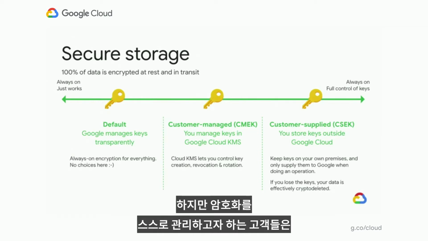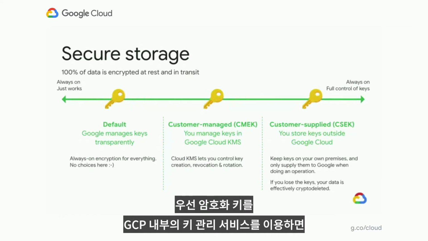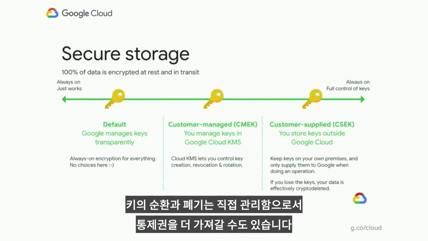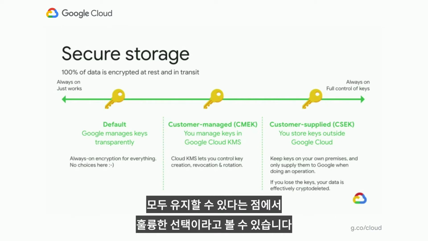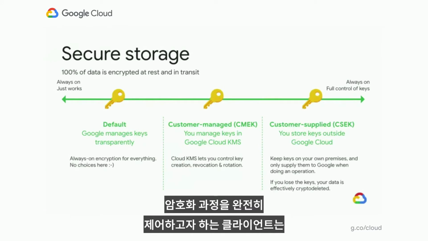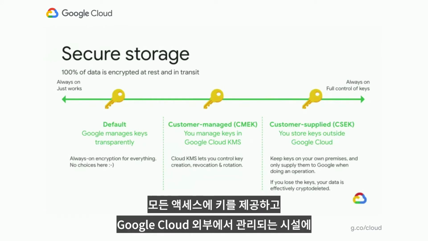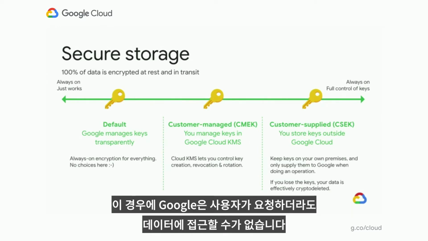Then depending on your level of paranoia and desire for control over the encryption, you can take more and more control, first by still keeping the keys inside the key management service inside Google Cloud, but where you manage the key rotations and revocations. So that's kind of a best of both worlds in some respects. And then if you want full, complete control, you can supply the keys with every access and have a key server running on premises outside of Google Cloud. In which case, Google literally could not access your data even if you asked Google to.